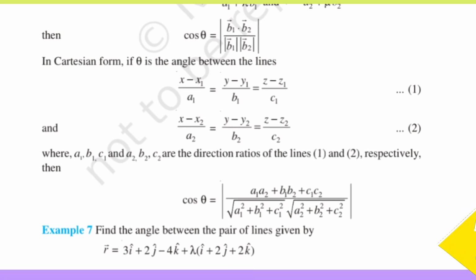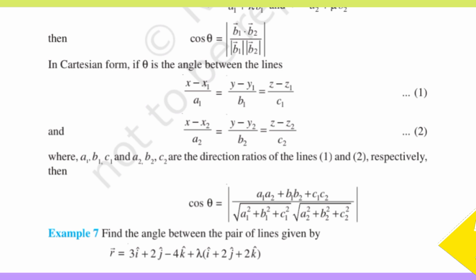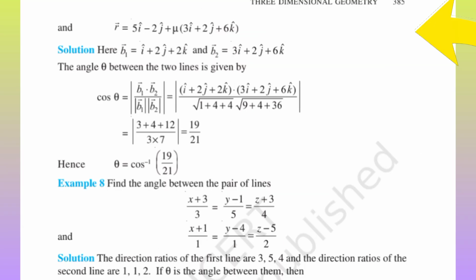Example 7. Find the angle between the pair of lines given by r vector is equal to 3i cap plus 2j cap minus 4k cap plus lambda (i cap plus 2j cap plus 2k cap), and r vector is equal to 5i cap minus 2j cap plus mu (3i cap plus 2j cap plus 6k cap). Solution. Here b1 vector is equal to i cap plus 2j cap plus 2k cap, and b2 vector is equal to 3i cap plus 2j cap plus 6k cap.